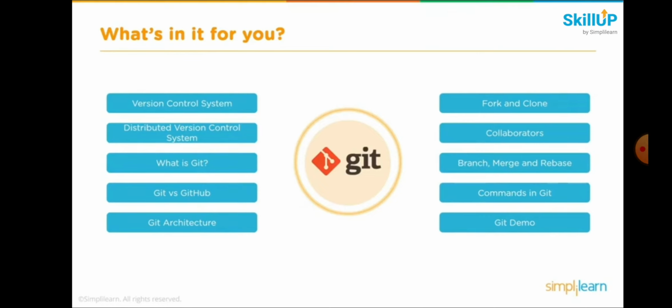You may have used GitHub in the past or other products like GitLab, and we'll explain what are the differences between Git and services such as GitHub and GitLab. We'll break out the architecture of what a Git process looks like. How do you go through and create forks and clones? How do you have collaborators being added into your projects? How do you go through the process of branching, merging, and rebasing your project?